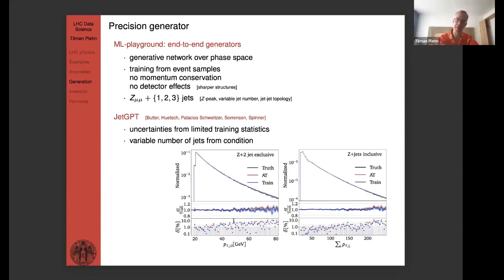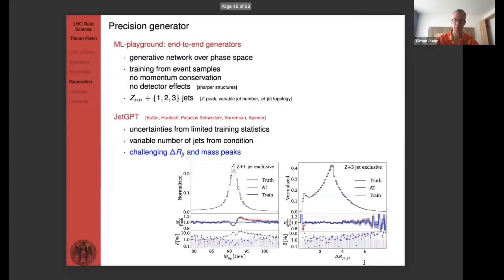What's nice here is now you do this for Z plus jets, so 1, 2, 3 jets, and you look for the scalar sum of those PTs. This is something that's jet inclusive, and you see it can do that as well. Yeah, so for these networks, it's very easy to describe a variable number of final state particles, which in many networks is a pain to do, but for those it's easy. But then nothing comes for free.